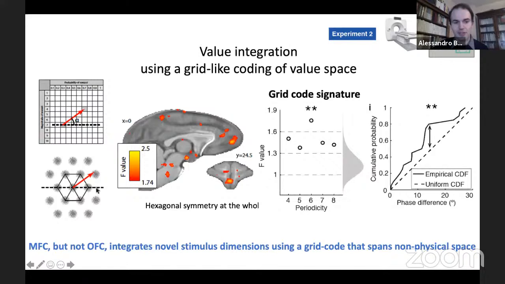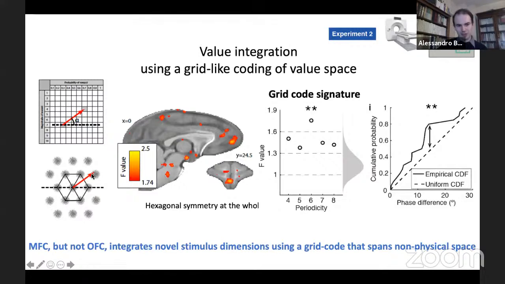So we do what is called an F-test, where you have the sine and the cosine of the trajectory. At every single trial, we estimate this angle alpha, which is how you go from the previous option to the next option. And if either the sine or the cosine of this angle multiplied by 6 modulates the neural activity, it means that the neural activity goes up and down depending on whether your direction is aligned or misaligned to the grid.